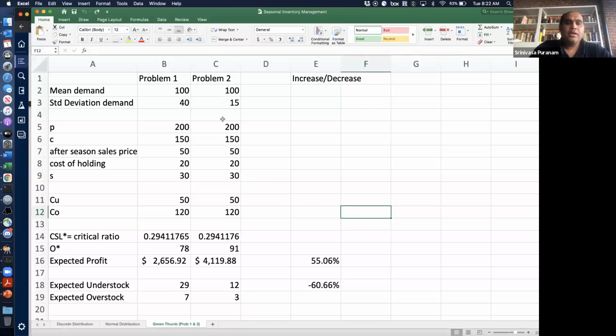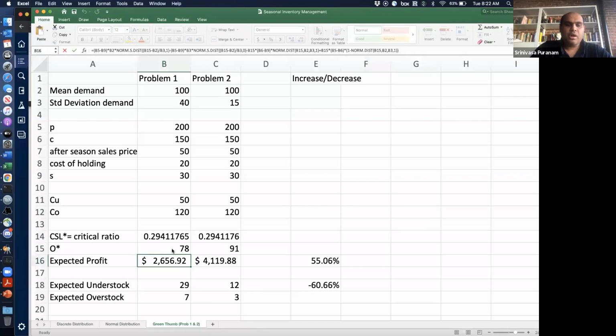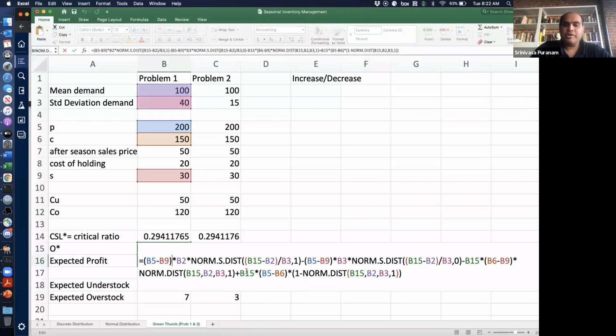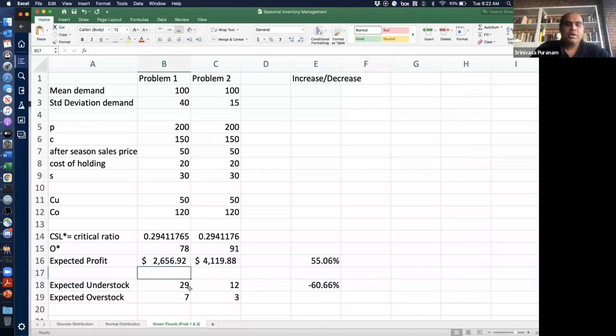Now, this is the data that we have. The reason I opened this up is all the formulas are already typed in here. So the optimal order quantity formula, the expected profit formula is here, the expected understock and the expected overstock and all of that. All the formulas are already here. So I'm just going to use the same formulas.